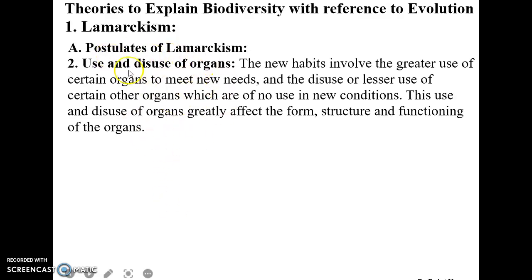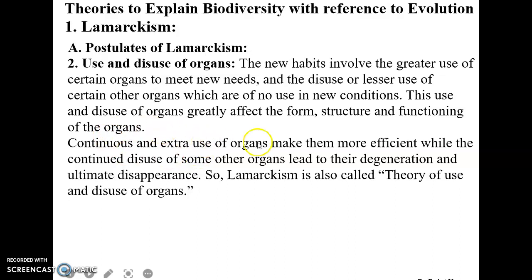The second important postulate is the use and disuse of organs. If there is a need for food, or there are new needs, then there should be involvement of different types of habits, or use and disuse of organs. If there is more use under any condition, then there will be an increase in that organ, or if there is disuse, that will greatly affect the form, structure and function of these organs. So continuous and extra use of an organ makes that organ more efficient, while disuse leads to degeneration, or ultimately disappearance, of that organ.